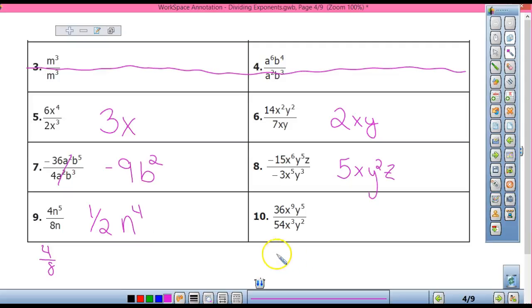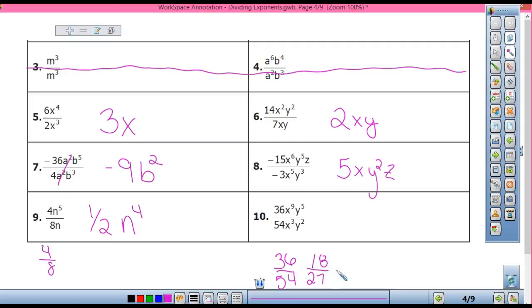This one is a little bit more complicated. 36 over 54, what do you want to divide by? 2. If I divide by 2, I get 18 over 27. Can that reduce any more? By 3, right?